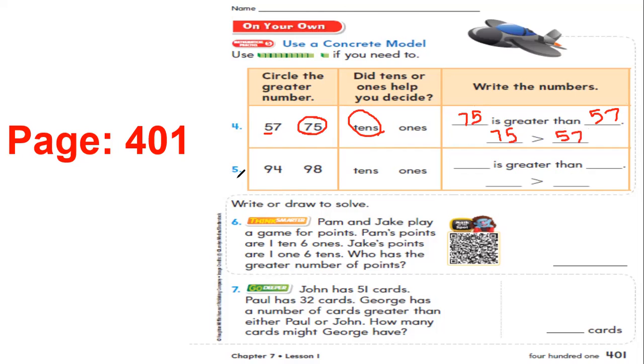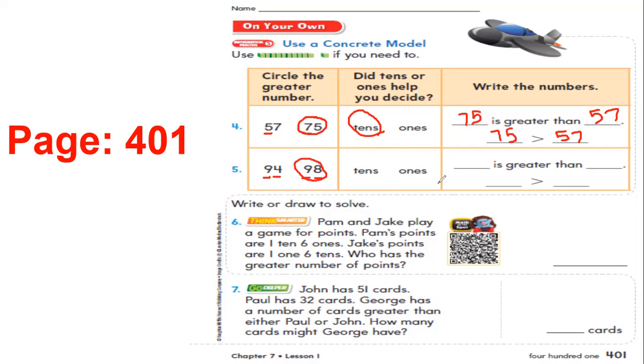Now we have question number 5, 94 and 98. So I'm going to take 9 and 9. Now the tens, both the tens are the same. 9 and 9 are the same. So I cannot compare. So we are going to take the ones, 4 and the 8. So let's compare 4 and 8. So which is greater between 4 and 8? The bigger number is number 8. So let's circle 98.